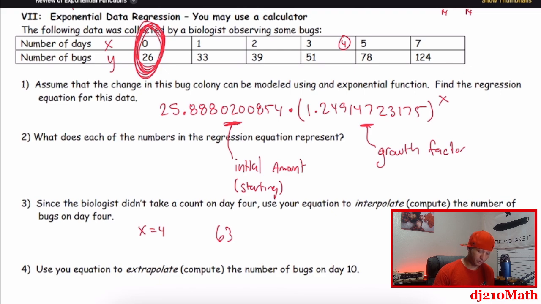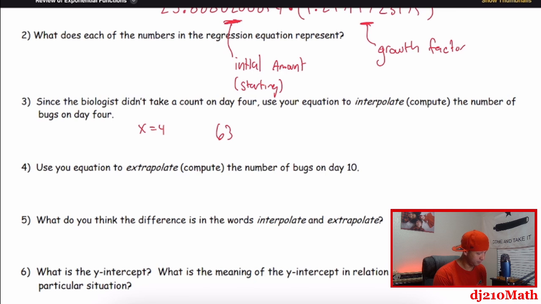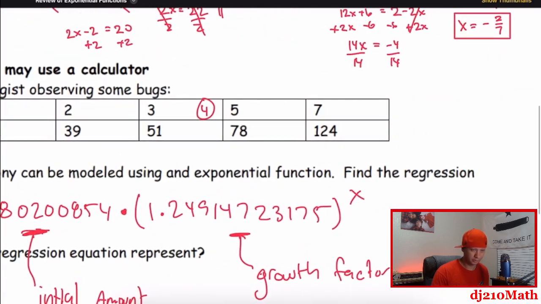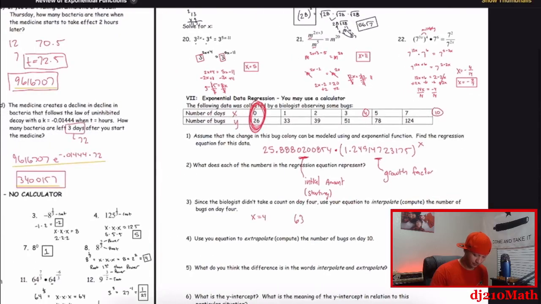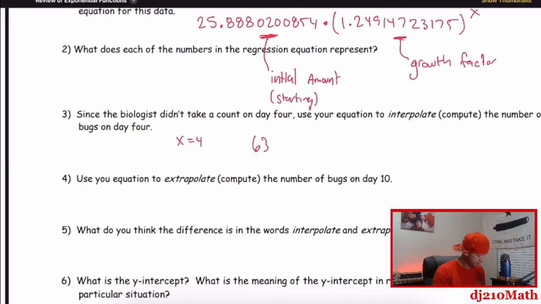We're going to extrapolate for day 10, right, because our chart only goes up to 7. So we're looking for day 10. Up, enter. Change 4 to 10. 239. Okay, what do you think the difference is in the words interpolate and extrapolate?